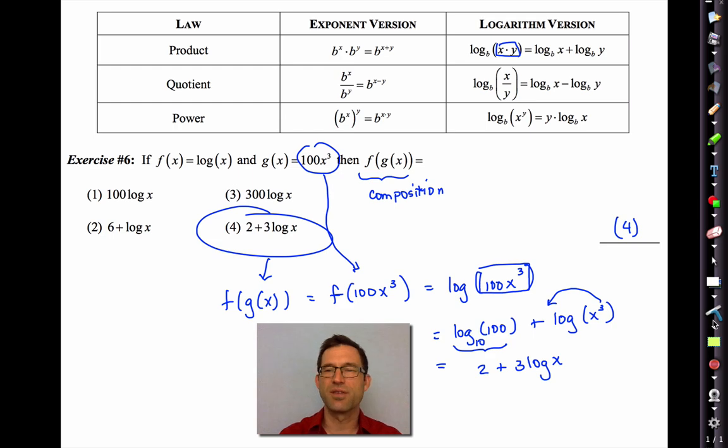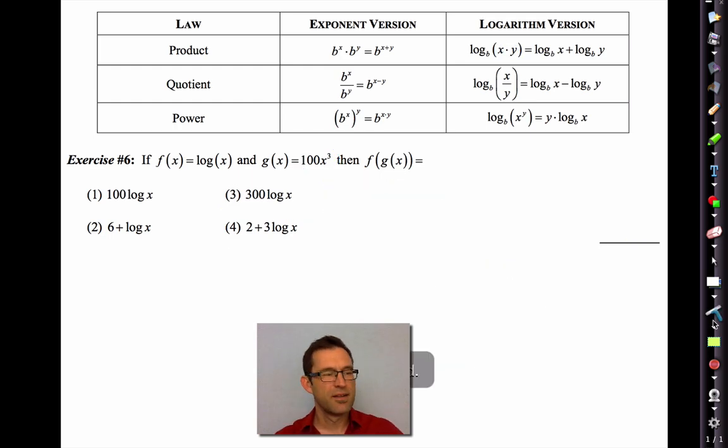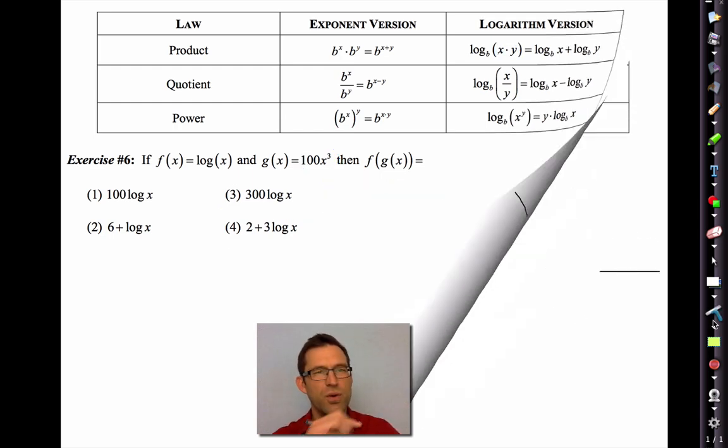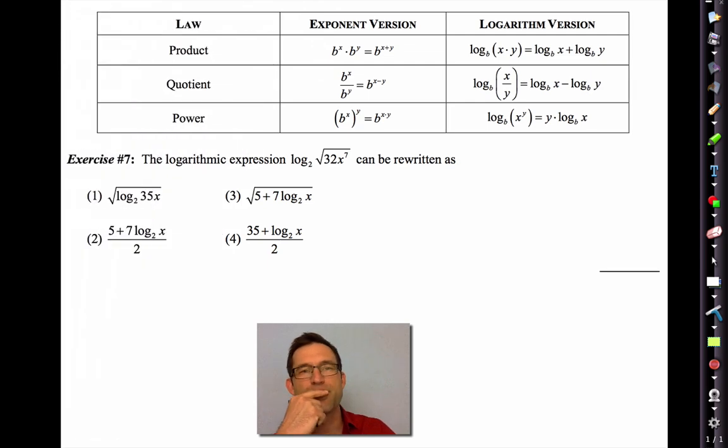All right, let's get rid of all this annoying text, and let's move on to exercise number 7. This one's starting to get tough. Log base 2 of the square root of 32x to the 7th. Well, take this as a challenge. Pause the video now. See what you can do with this one.